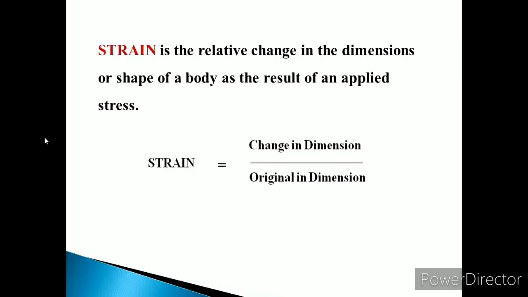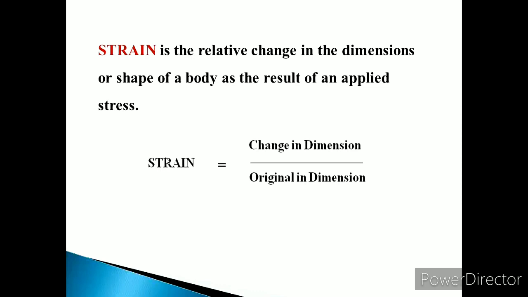What is meant by strain? Due to the application of stress, the shape and dimension of the body will change. That means strain is the ratio between the change in dimension to the original dimension. That is, the relative change in the dimensions or shape of the body as a result of applied stress. Therefore, strain is equal to change in dimension to the original dimension. This is a simple explanation for strain. Strain has no unit because both the numerator and denominator are dimensions, so both the units cancel. So strain has no units.